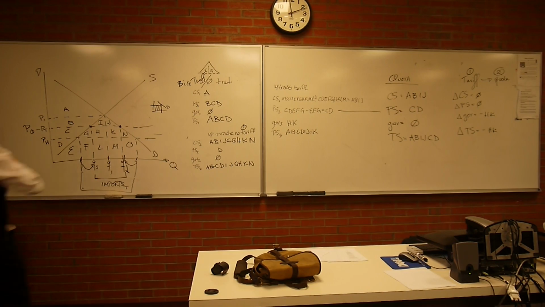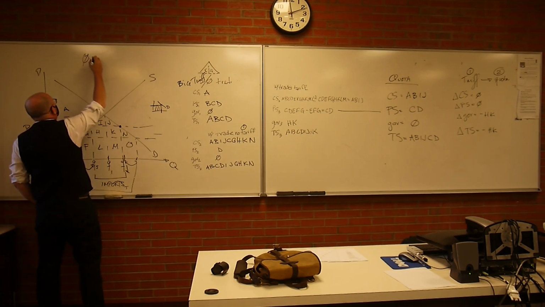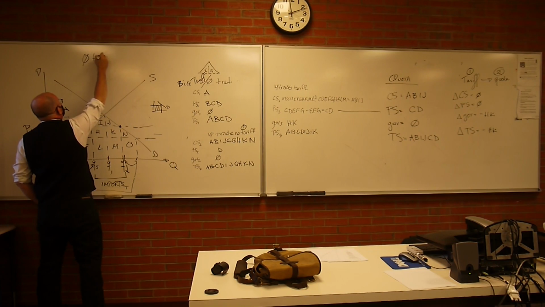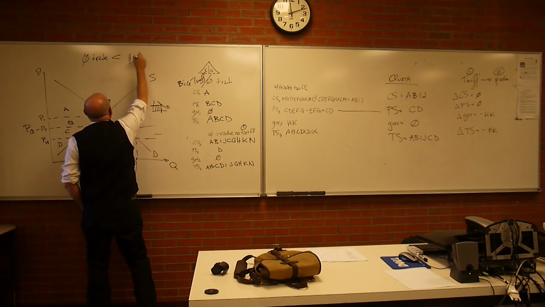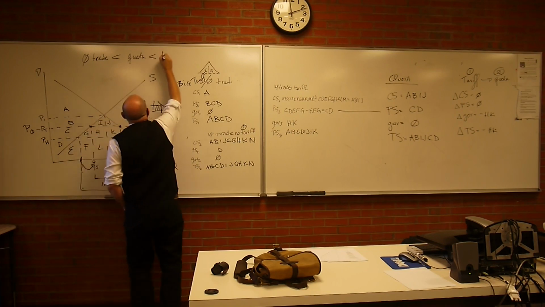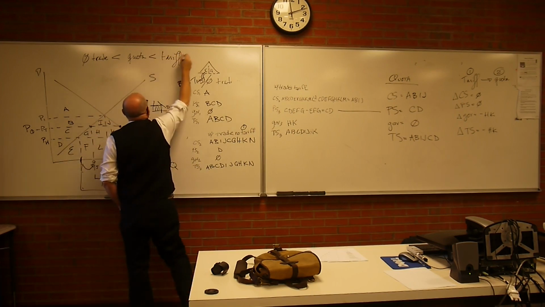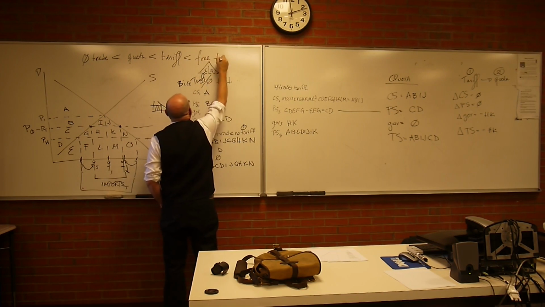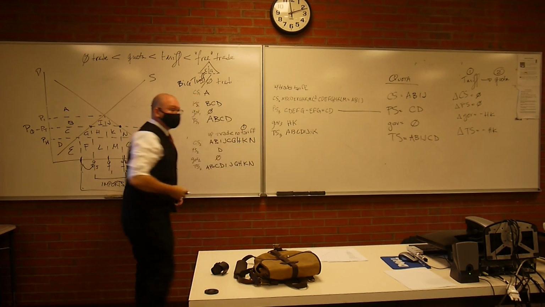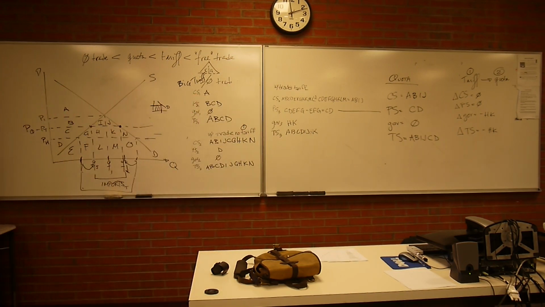So if we had to rank this, the worst is no trade. Then we have a quota. Then we have a tariff. And then we have what we would call, again, free trade or unrestricted international trade.